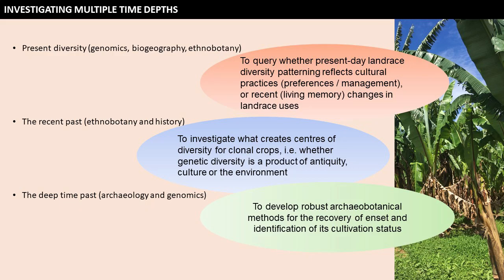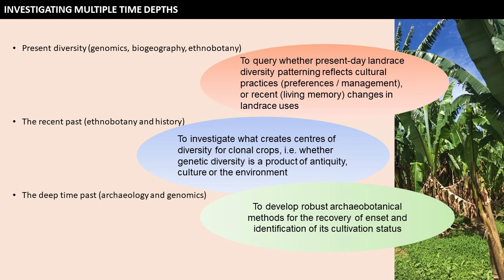We are also looking at different time depths in our project. The first part is to look at present diversity in Ethiopia. For this, we have the genetics and ethnobotany collaborators in Kew Gardens, who are looking at the landrace diversity within different groups or communities in Ethiopia, how this diversity is reflected by the cultural practices of these people, and whether there are any changes in these landraces in these communities.